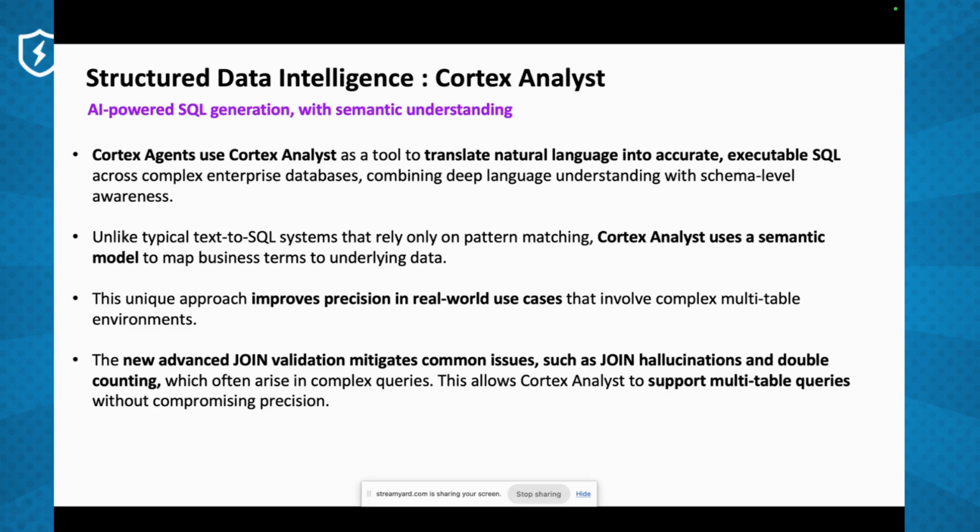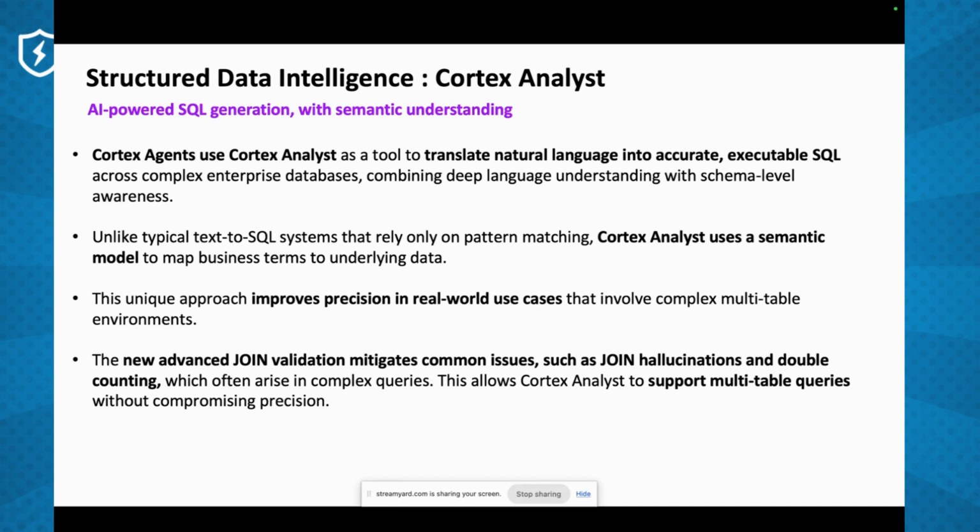Now, the important thing is, a lot of people say that's fine, a lot of systems can do that, but here we are talking about a semantic model. Analyst actually uses a semantic model to map business terms to underlying data. This is extremely important, because using the semantic model it is able to improve precision in real world use cases. Converting natural language to queries is possible, but the important thing is precision, and that is where Cortex agent wins because it uses a semantic model to do the required mapping.